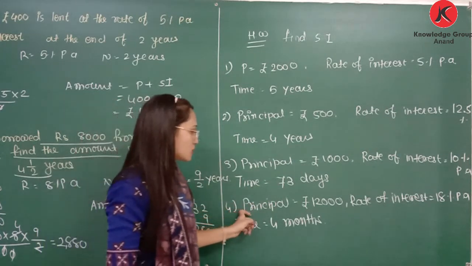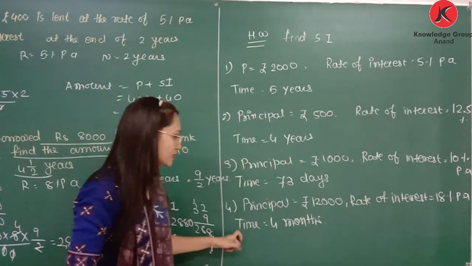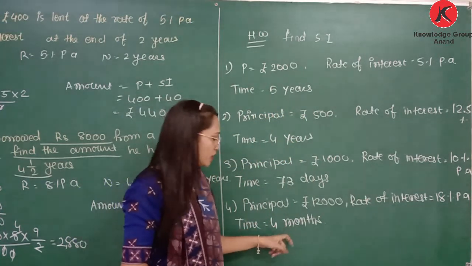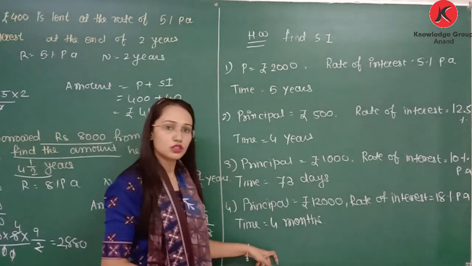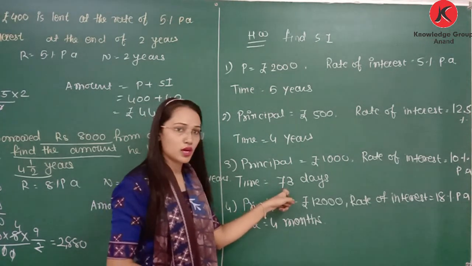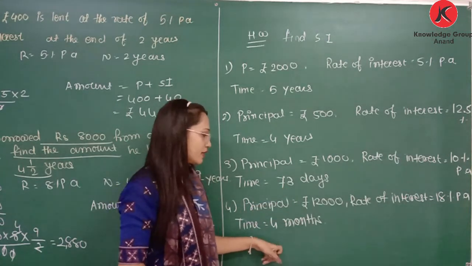Now next one is principal is 12,000, rate of interest is 18% per annum and time is given 4 months. So here you need to convert this 4 months into year by dividing it with 12. So to convert days into year, divide it with 365 and to convert month into year, divide it with 12.